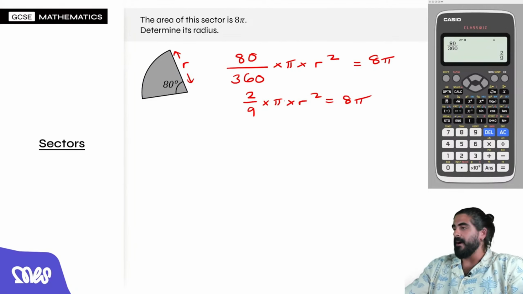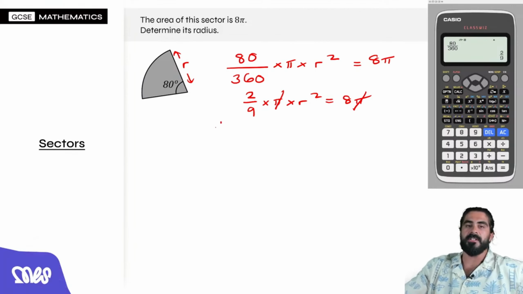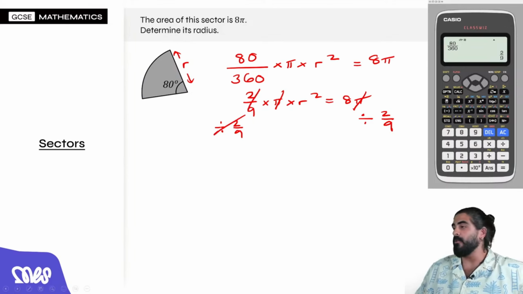By dividing by pi on both sides, we cancel it. And we can go from there. What's the next thing we can do to solve? You see it says multiply. So what we're going to do is divide by 2/9 on both sides to get rid of this. We all know that the opposite of multiplying is dividing. So we're doing 8 divided by 2/9.